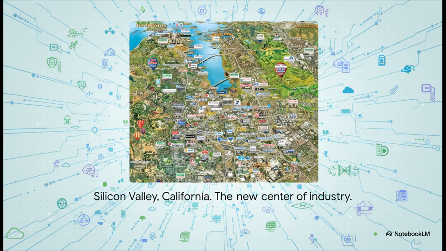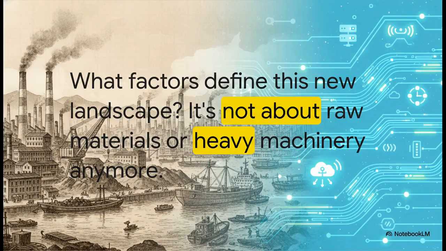Welcome to Silicon Valley, California, the new heart of global industry. It doesn't really look like a factory district, does it? It's this sprawling, interconnected web of campuses and offices and research labs. So clearly the old rules don't really apply here. What are the things that determine where an IT industry sets up shop? It's definitely not about being close to a coal field or a port. It's about something, well, something you can't really touch.